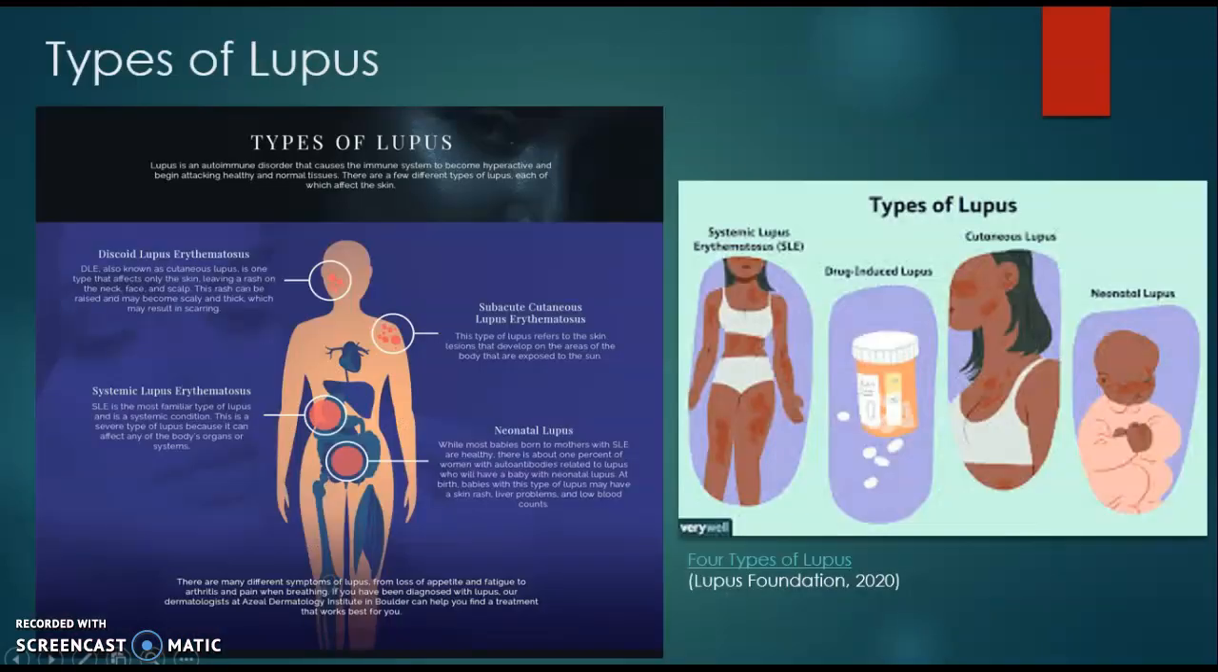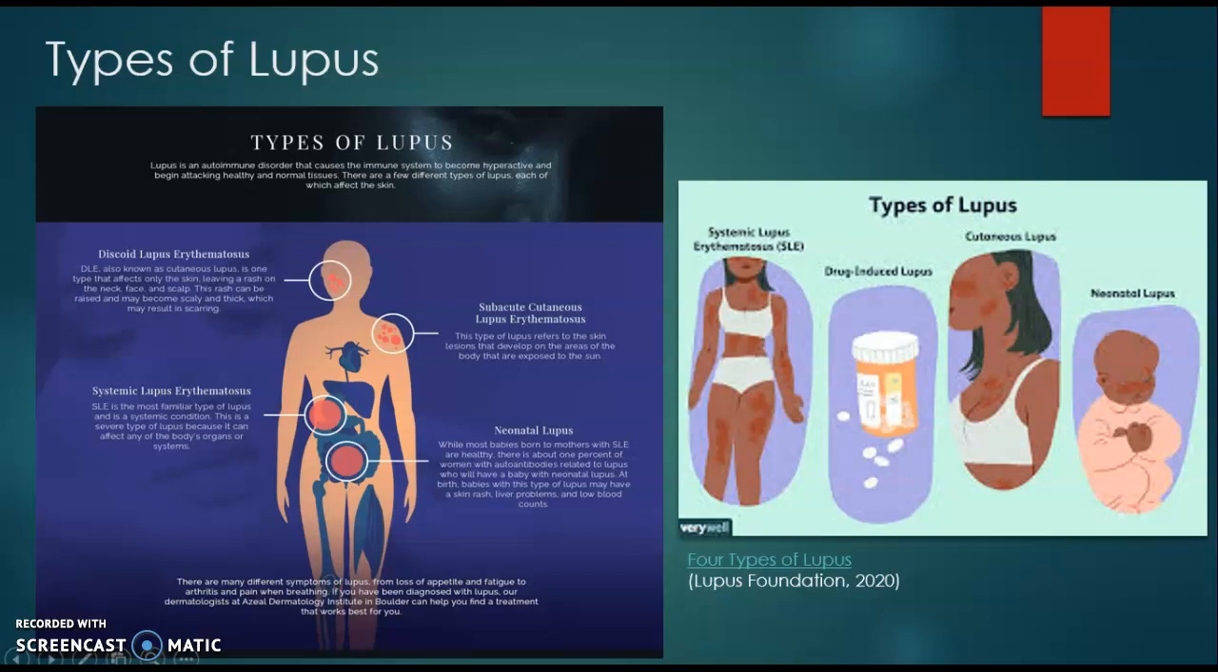Pictured here are the different types of lupus that I discussed previously. Systemic lupus is the most common form. It's what people are generally referring to whenever they discuss lupus. It can be considered mild or severe, and it can affect any of the body's organs or their systems.